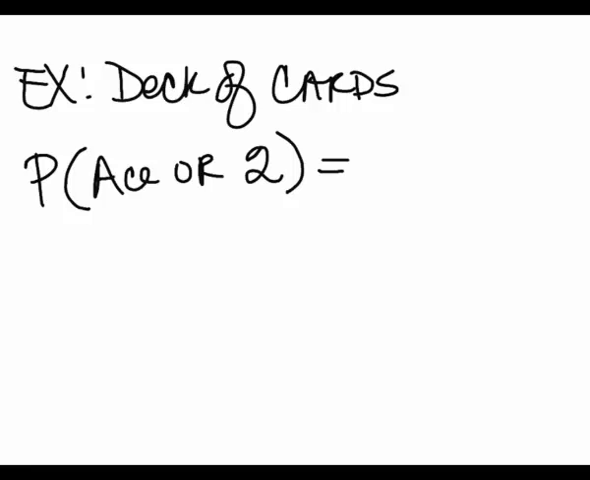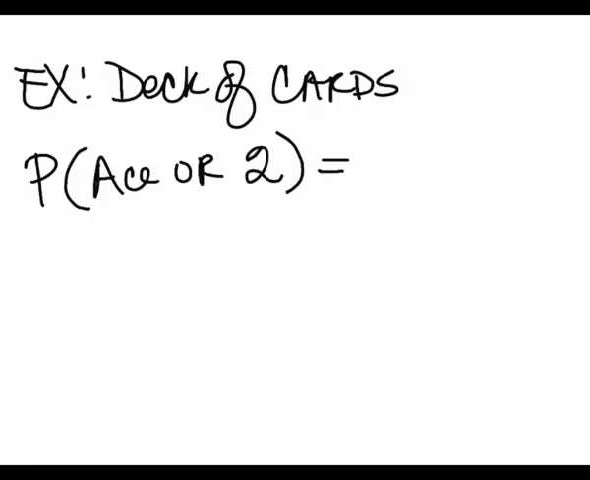Okay, so let's look at a problem. Let's say, for example, that I have a standard deck of cards, 52 cards, no jokers. And I want the probability of getting an ace or a 2. There's no such card that is an ace and a 2. You can't be an ace and a 2 at the same time. So these events are mutually exclusive. They're disjoint.